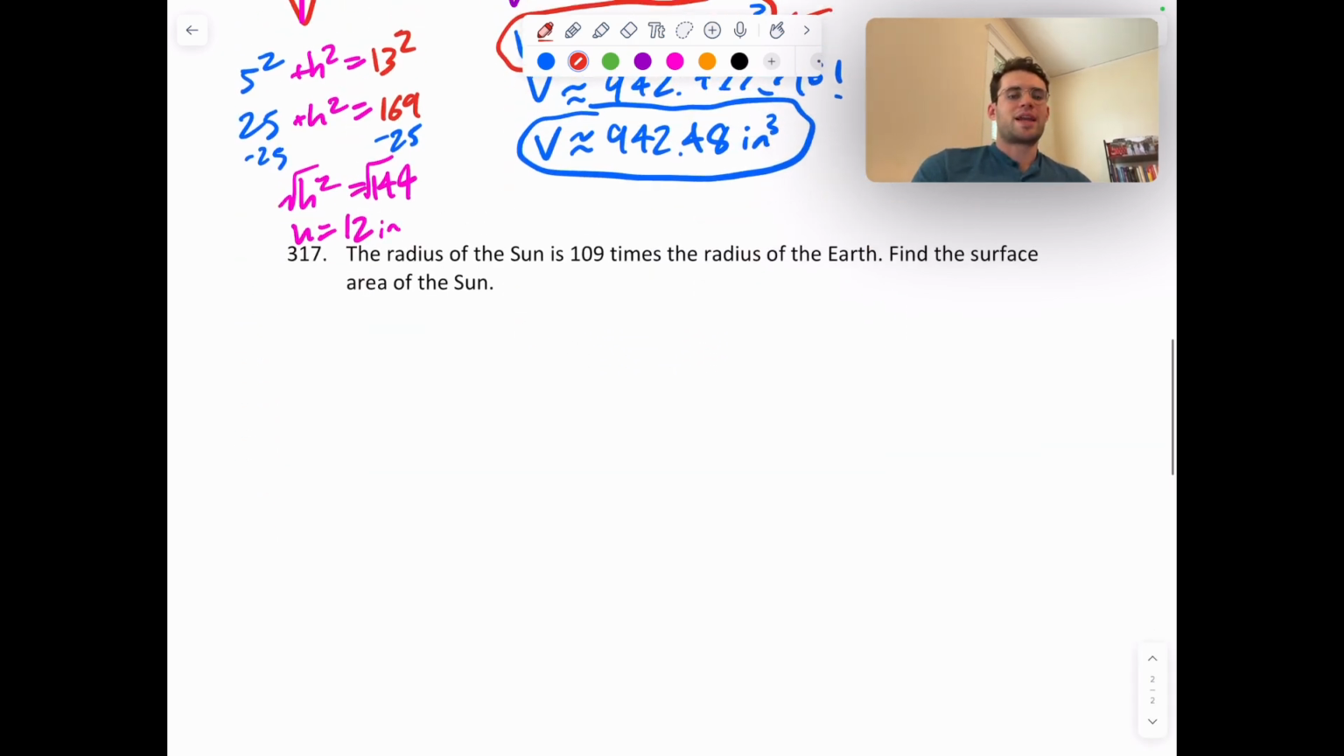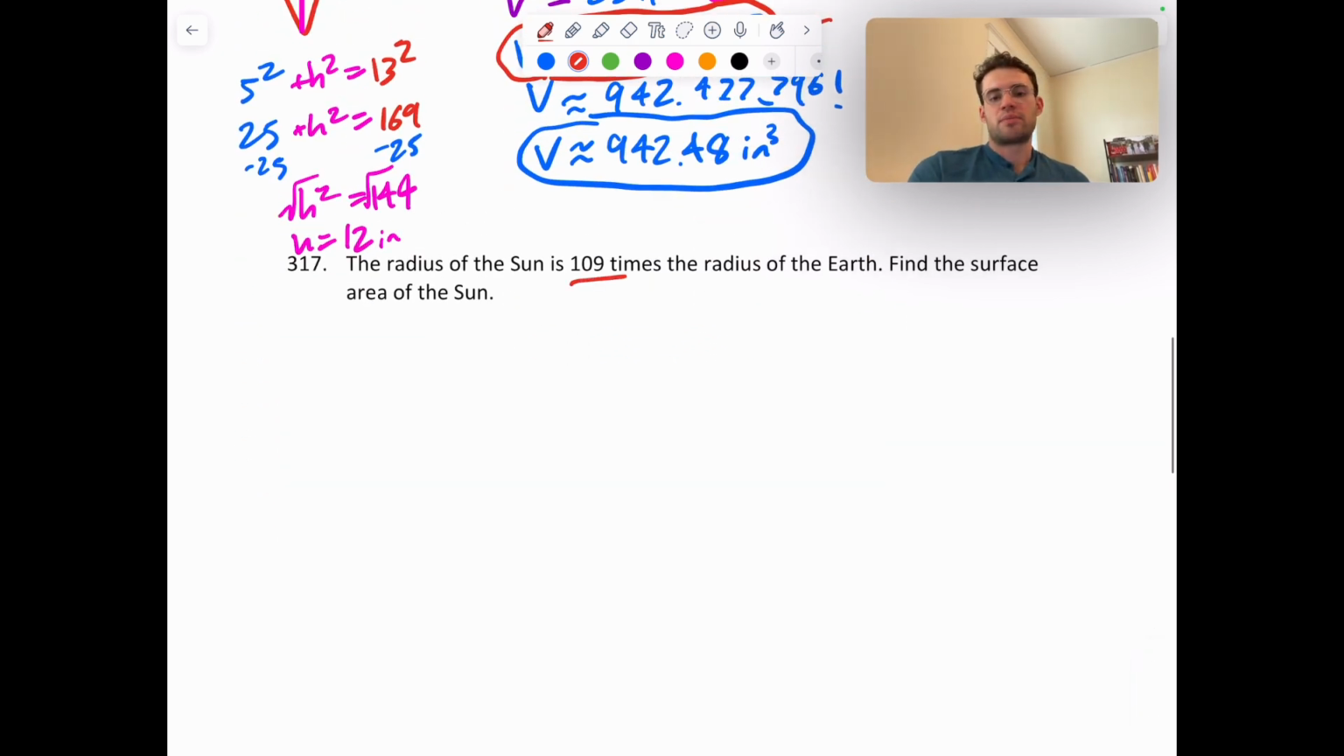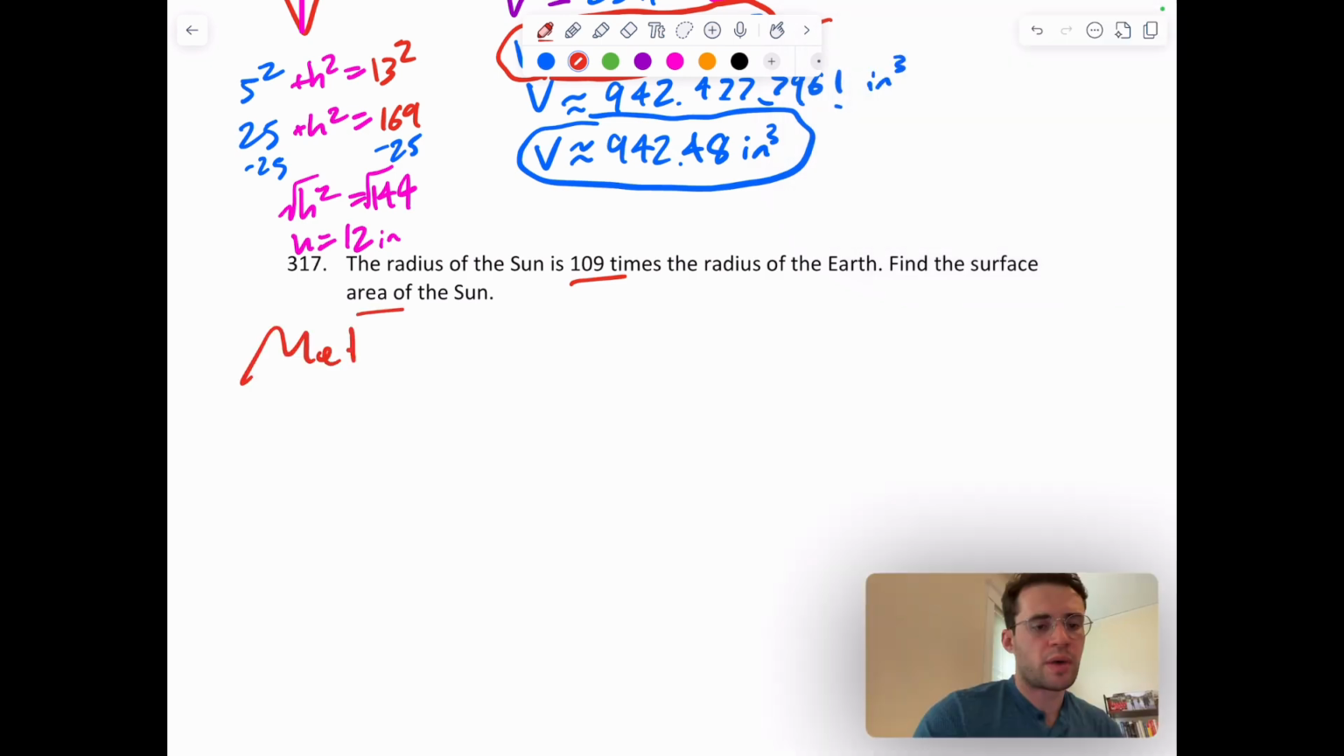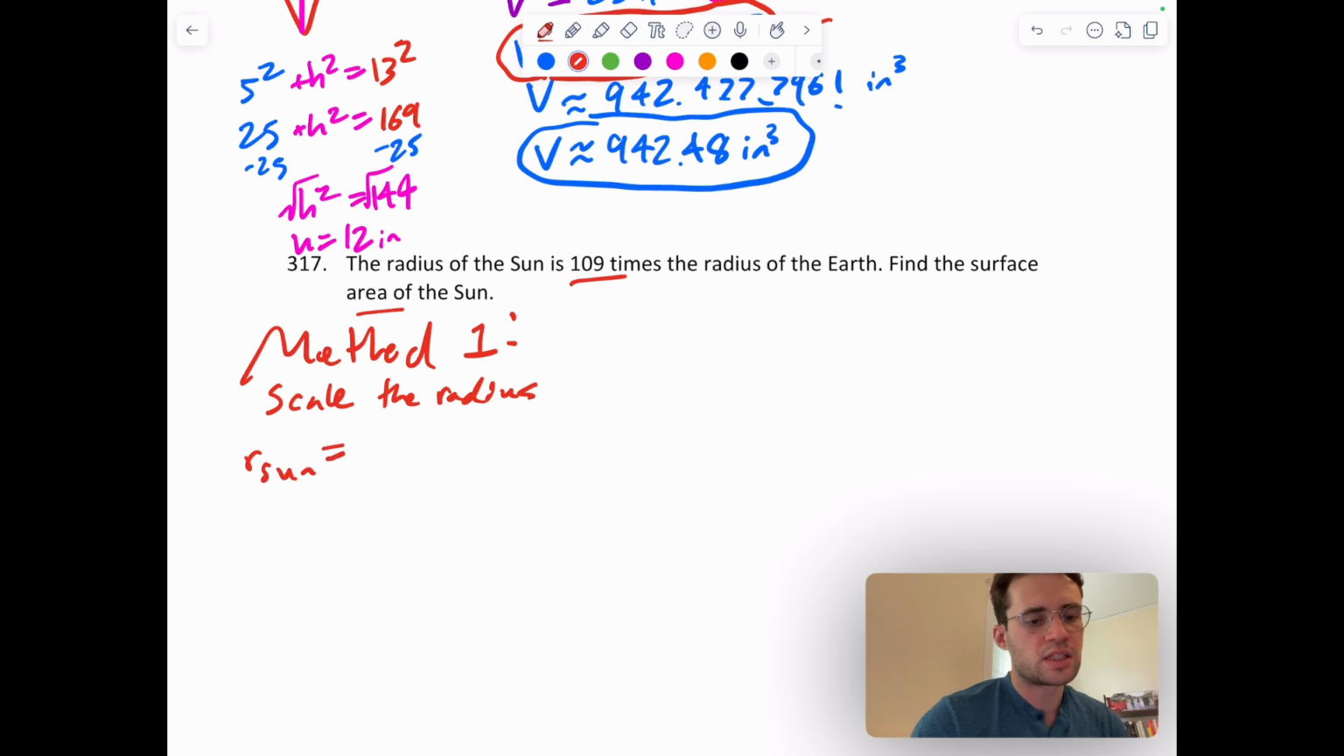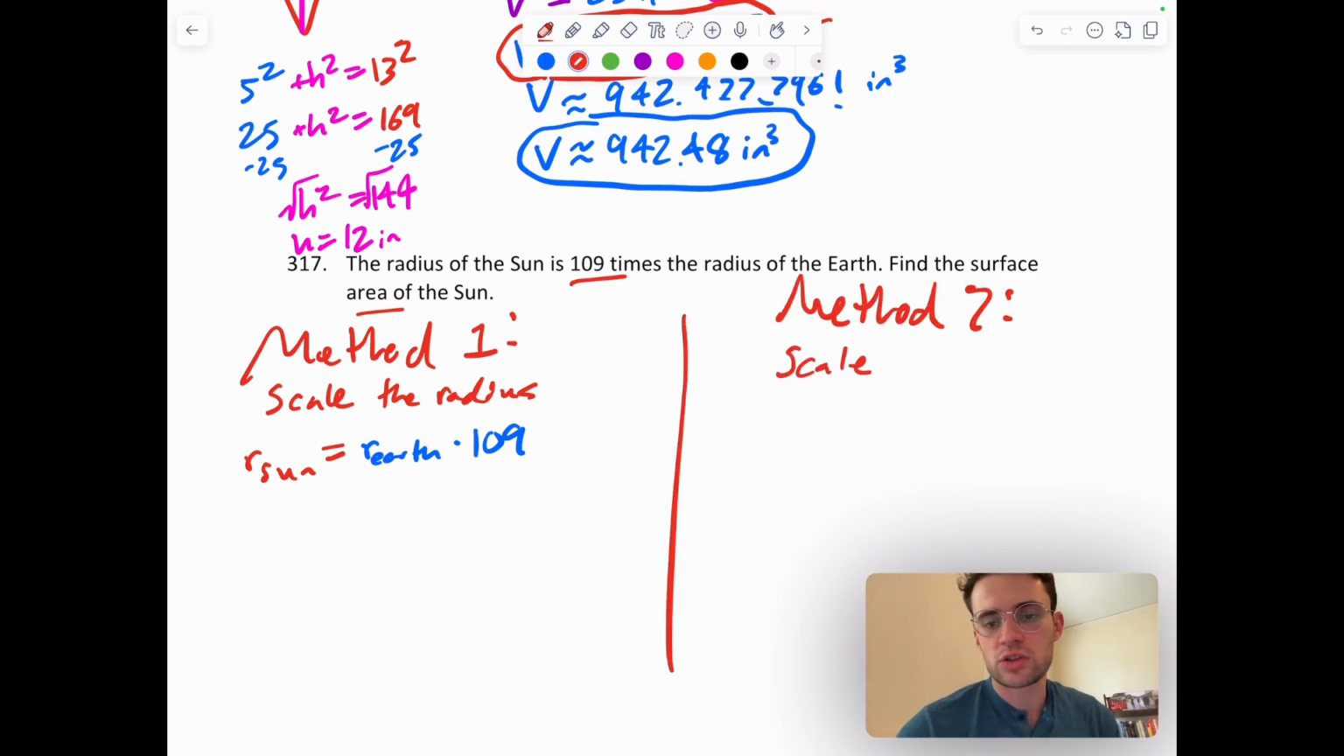All right, next we have the radius of the sun is 109 times the radius of the Earth. Find the surface area of the sun. Well, there are two ways we could do this. So method one is to scale the radius. I would say the radius of the sun is equal to the radius of the Earth times 109, right, times the scale factor. Or our second method is to scale the actual surface area.